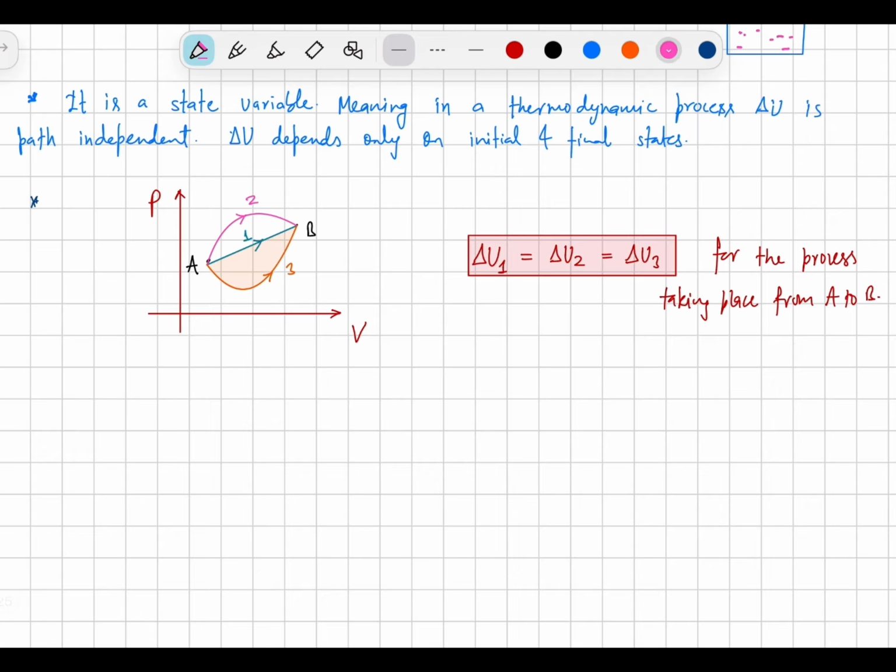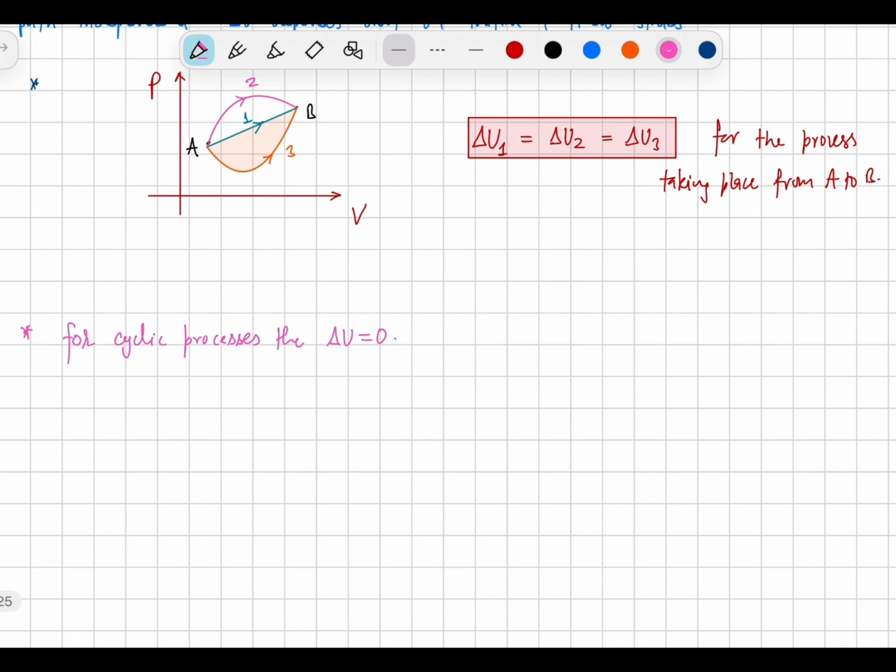Now the next thing, again this is the property of a state variable. For cyclic processes, the delta U will be 0, right? We have seen these things before. Two types of cyclic processes we have seen, clockwise and anti-clockwise. So this will be 0 for cyclic processes.